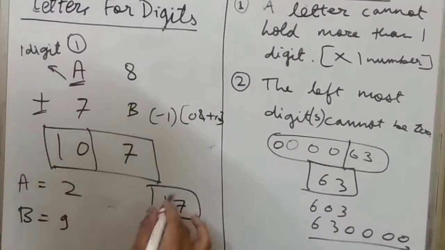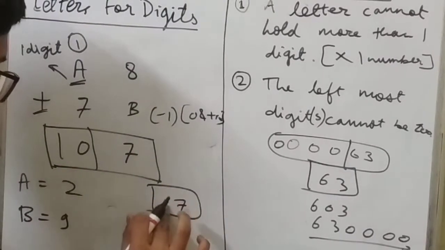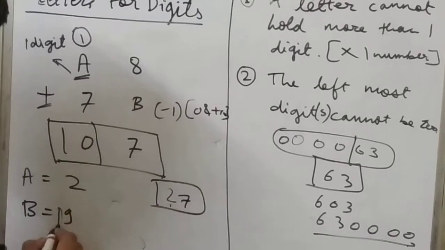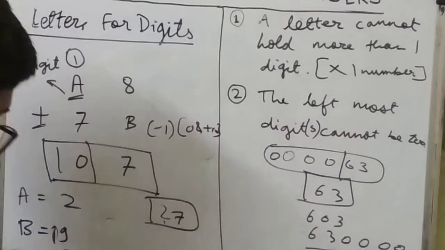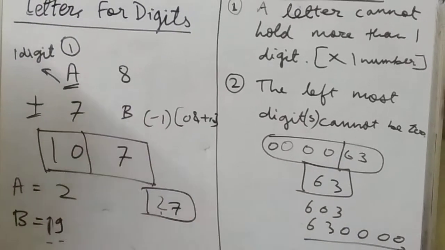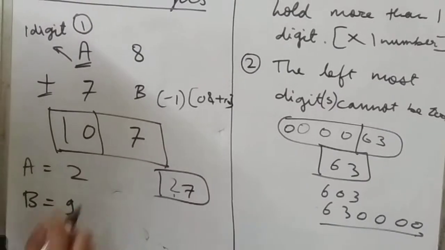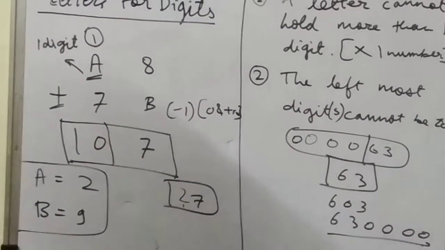Now the question: why can't it be 27, or 37, why 17? Because if it is 27, then the answer will be 18, 19. And since you know the first rule, a letter cannot hold more than one digit, here there are two digits. So we can't take 27, 37 or more than that. So it is better to take this only. So the answer for this puzzle is A is equal to 2, B is equal to 9.